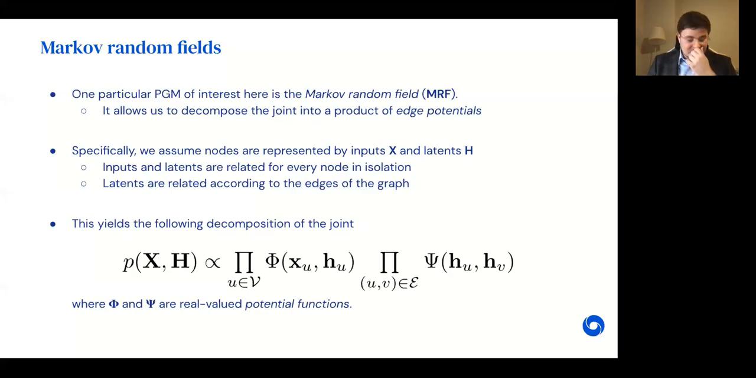But one particular PGM that we will study here is the Markov random field, which allows you to decompose the joint into a product of these edge potentials. Specifically, if we assume nodes can be represented by inputs and the latent representation that we wish to compute, so x_i is the input for node i, and h_i is the latent for node i. We can assume that they're related for every node in isolation, and then assume that the latents are related to each other only according to the edges of the graph.